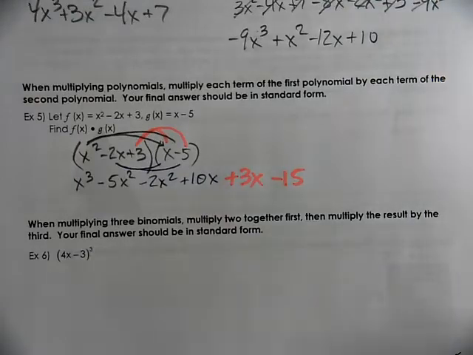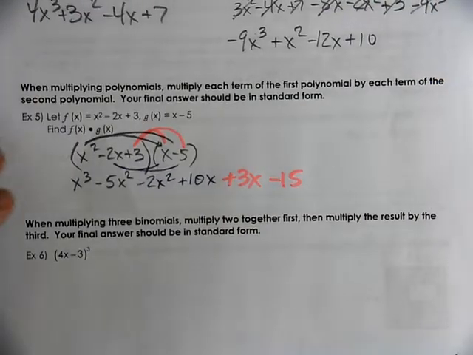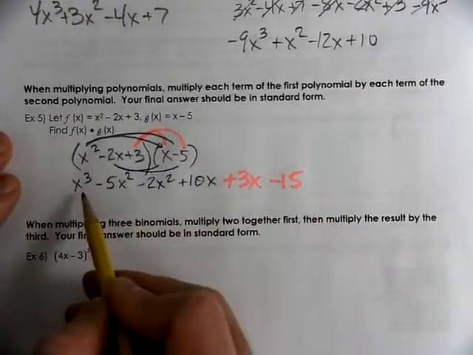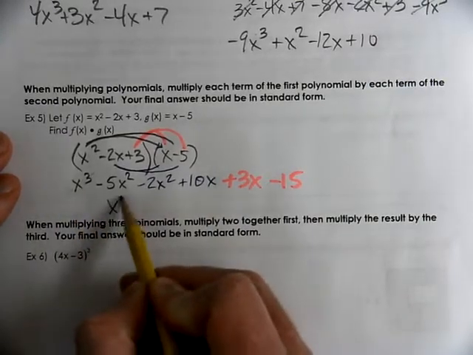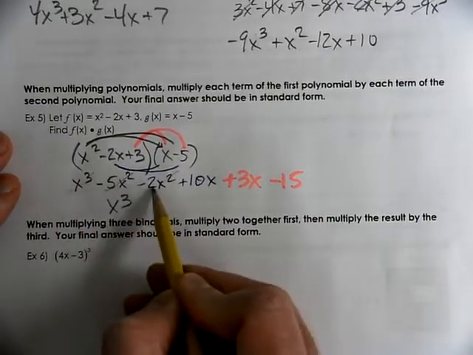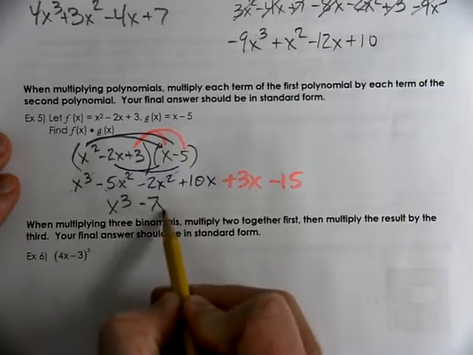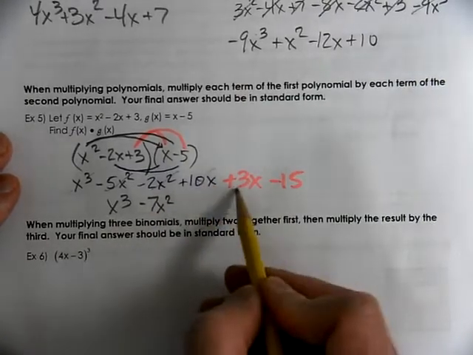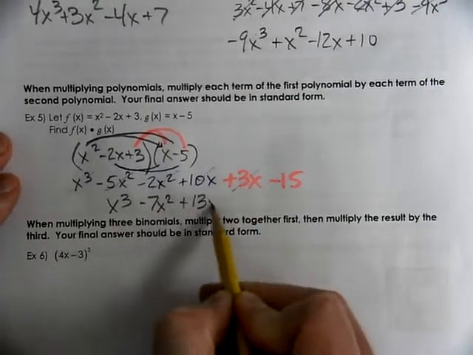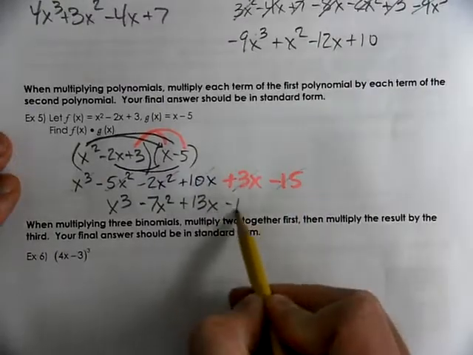So you have a final answer by collecting your like terms. The largest exponent is our 3. Then we have 2x squareds, which gives us negative 7x squared. We have 2 x's, which gives us 13x. And we have the negative 15.